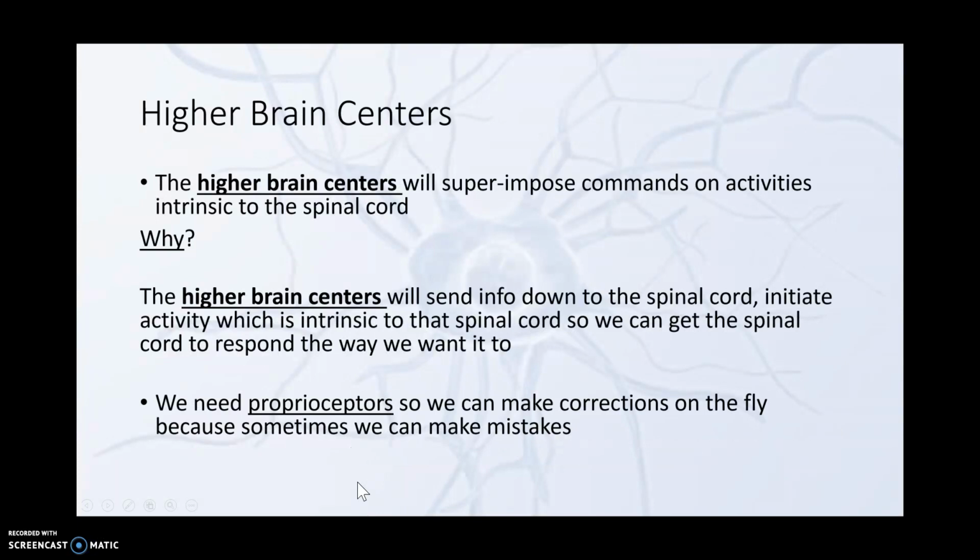Okay, so talking about higher brain centers. The higher brain centers will superimpose commands on the activities intrinsic to the spinal cord. Why? Because that's where the cell bodies of the alpha motor neurons are. So the higher brain centers will send info down to the spinal cord, initiate activity which is intrinsic to that spinal cord, so we can get the spinal cord to respond the way we want it to. We need proprioceptors so we can make corrections on the fly, because sometimes we can also make mistakes. So proprioceptors are kind of also another protective mechanism for us.